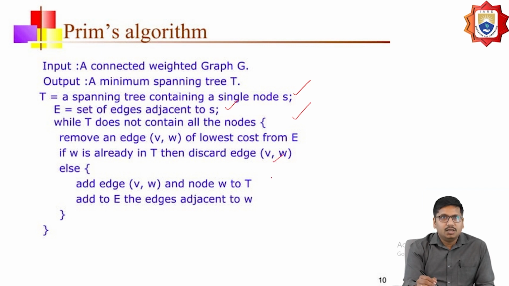So otherwise, add the edge and node W to T, then add those adjacent edges to W also.